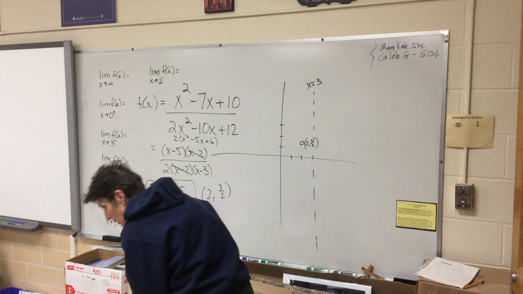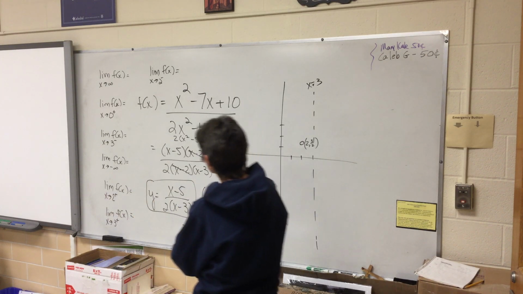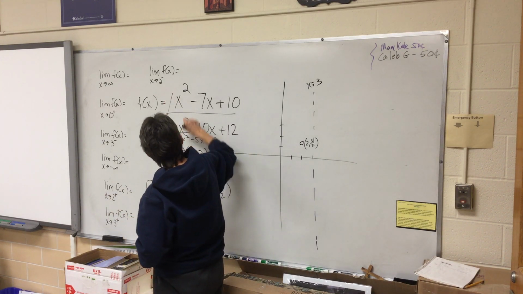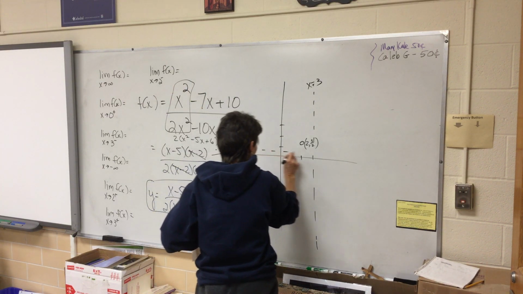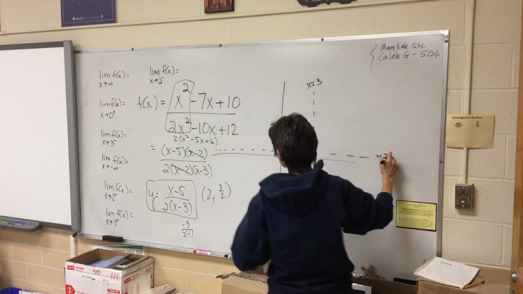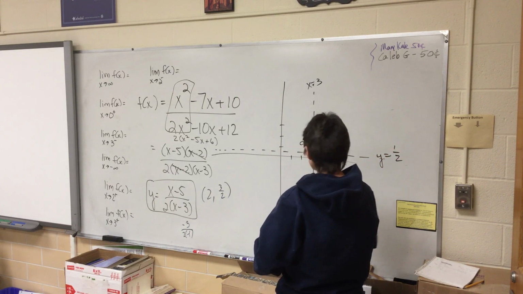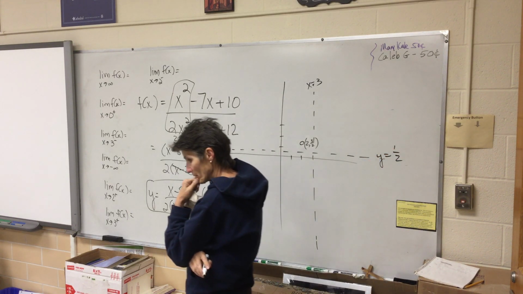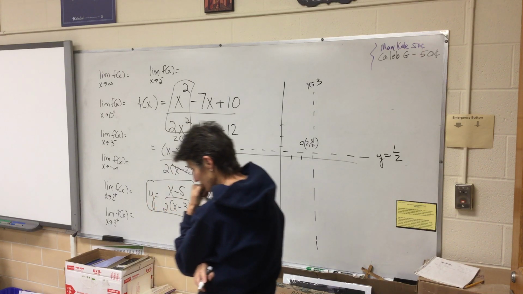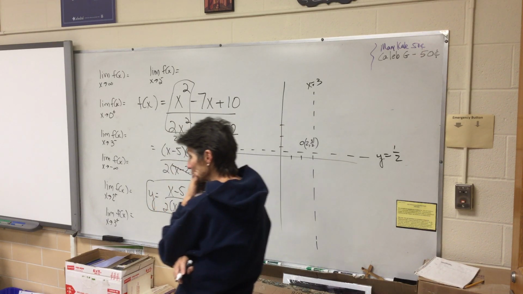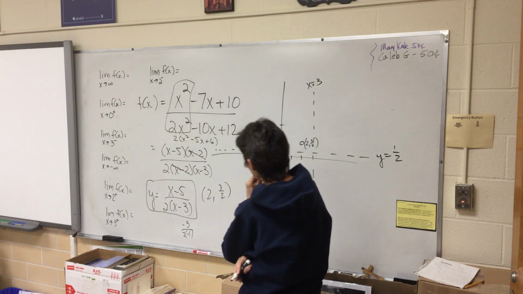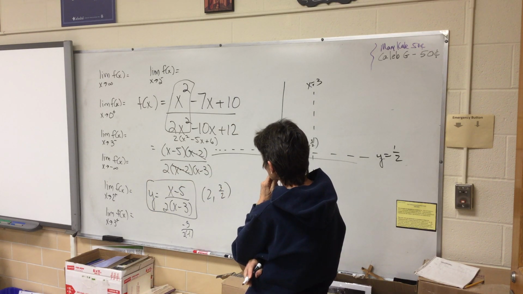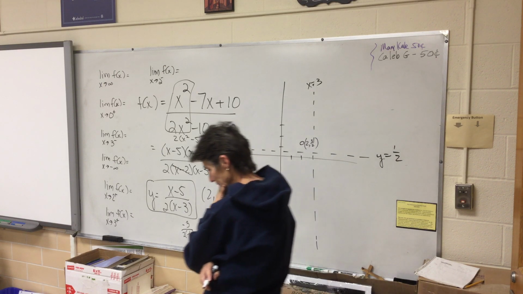End behavior. Yep, your end behavior asymptote, which in this case is actually horizontal, isn't it? Isn't your end behavior asymptote y equals 1/2? Remember, if the powers match, x squared, you're going to have a horizontal line. All right, what else?